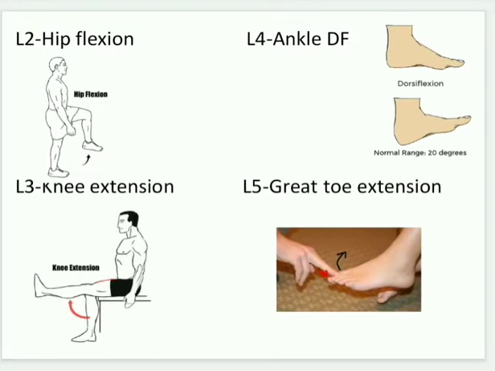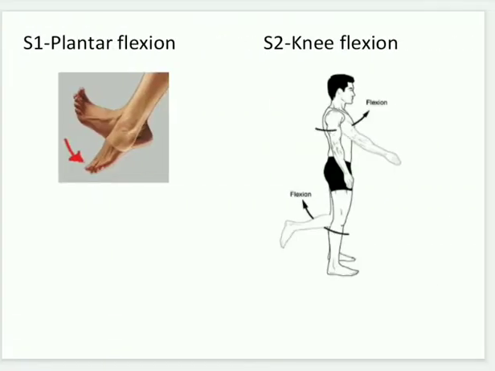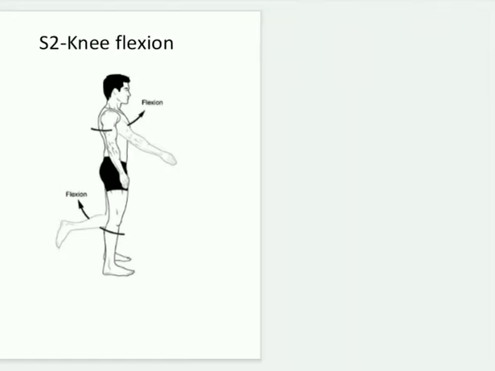L2 gives your hip flexion. L3 is your knee extension. L4 is ankle dorsiflexion. L5 is your great toe extension. S1 is your plantar flexion, showing the red mark. S2 is your knee flexion. These are some of the myotomes.